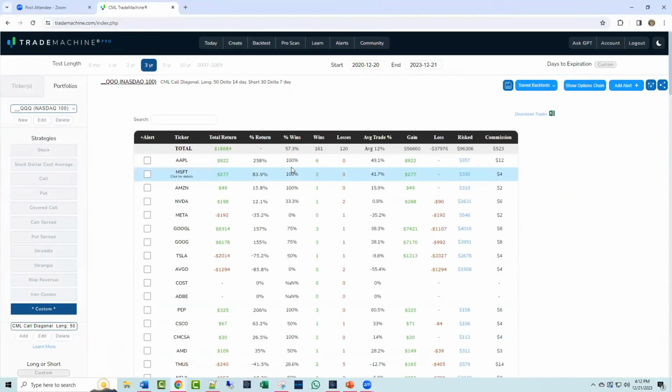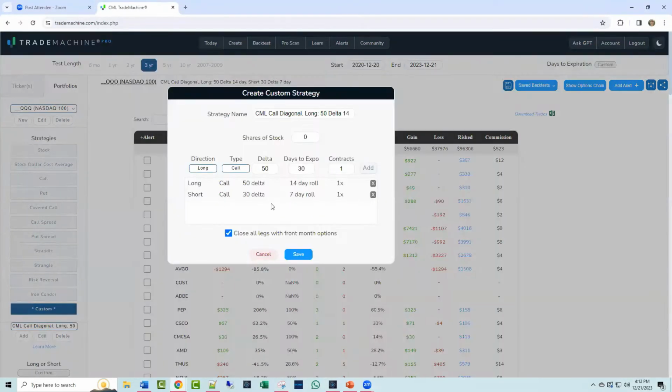Here's how it did. So this trade, if we click edit, we can see what the trade is. This is a diagonal call spread. First of all, it's considered a spread because you're long an option and you're short an option. Keep it simple. You're buying something and you're selling something. That's automatically called a spread. The reason it's called the call spread is because you're doing it in calls.